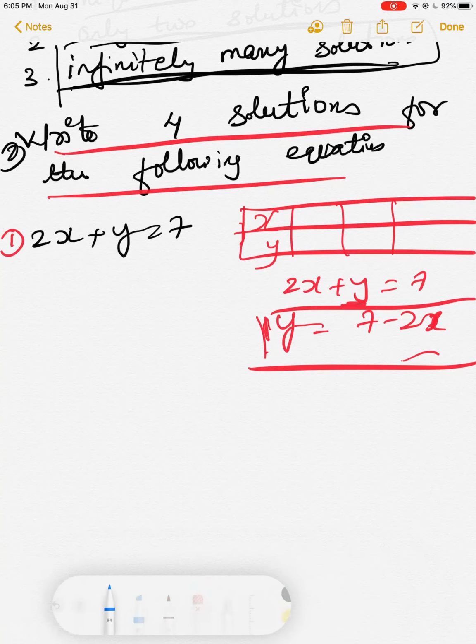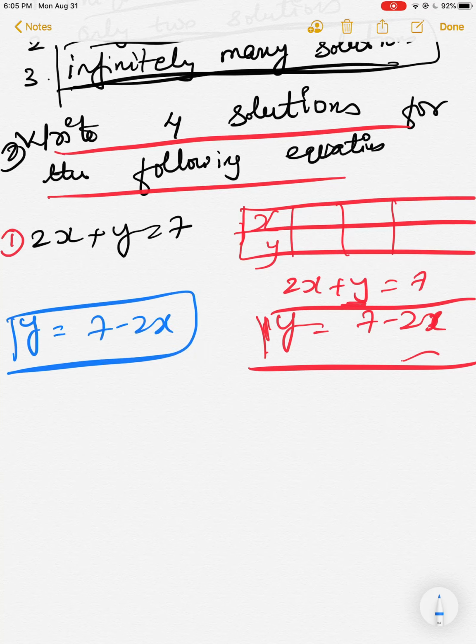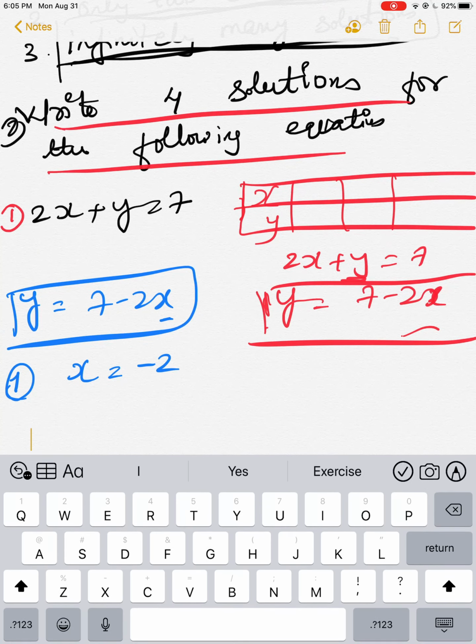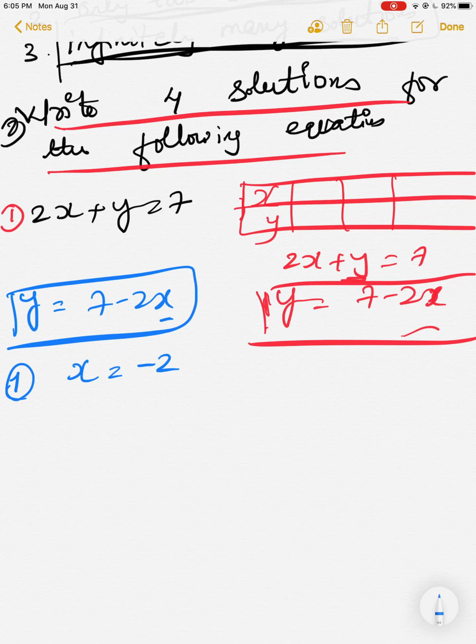Now let us take y is equal to 7 minus 2x. We have brought it in the y form. So I can choose any value of x here. First case, let us take x is equal to minus 2. Minus 2, minus 12, minus 30, any value you can take. Okay, minus 2 let us take.